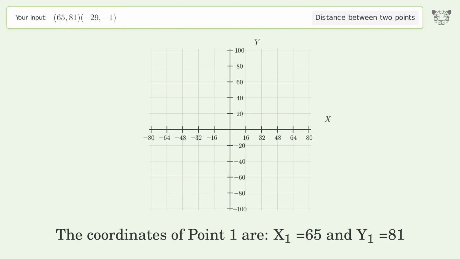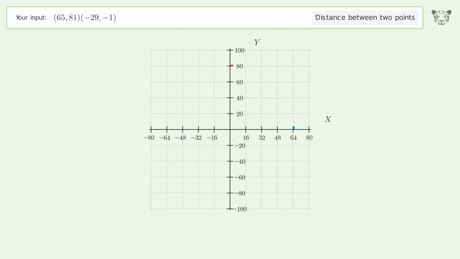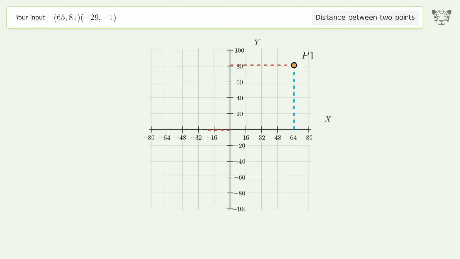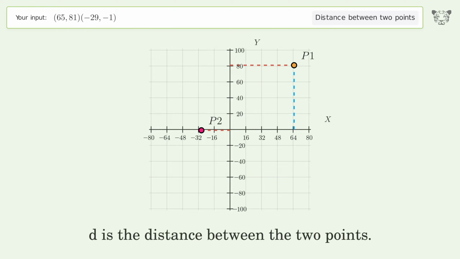The coordinates of point 1 are x1 equals 65 and y1 equals 81. The coordinates of point 2 are x2 equals negative 29 and y2 equals negative 1. D is the distance between the 2 points.